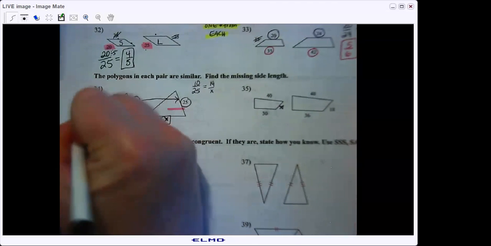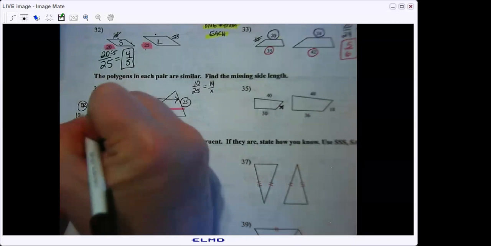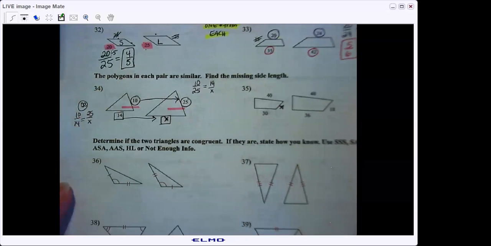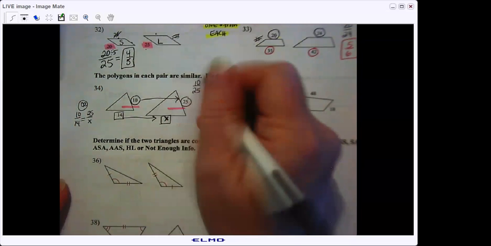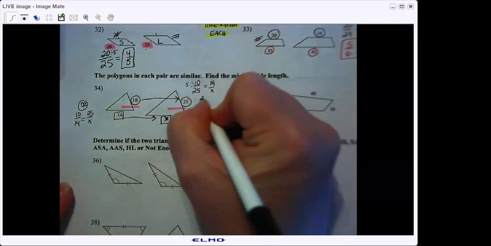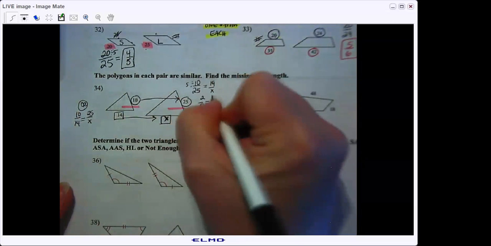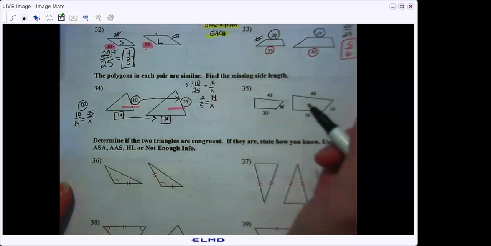You go 10 over 14 is equal to 25 over x. So either way, you're going to get the same answer. So let's go ahead and reduce. We'll do this one. So dividing these by 5, we have 2 over 5 is equal to 14 over x.